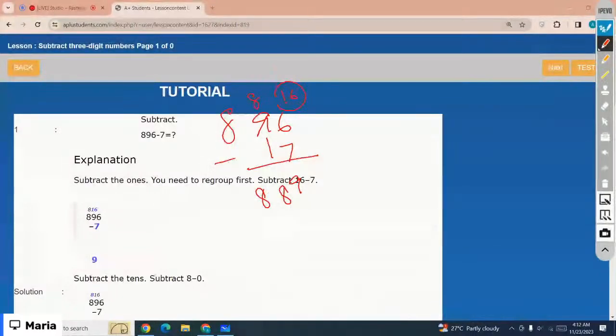Okay, let's start with the practice questions. You already know how to subtract because we have done the lessons on subtraction 2 digit and subtraction 3 digits.